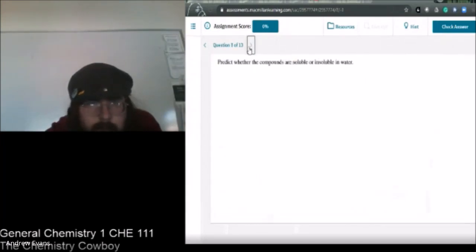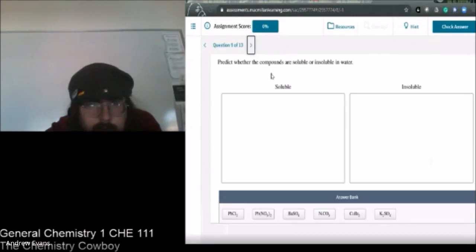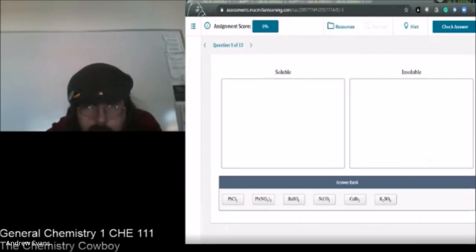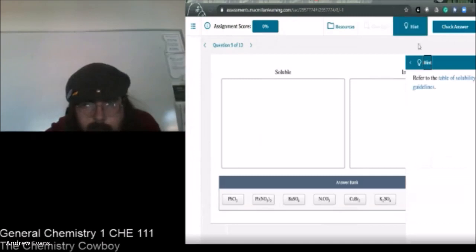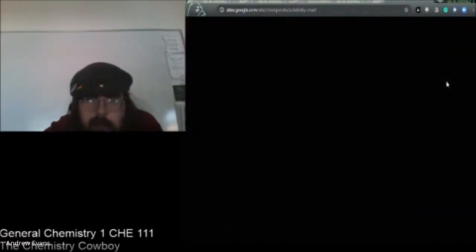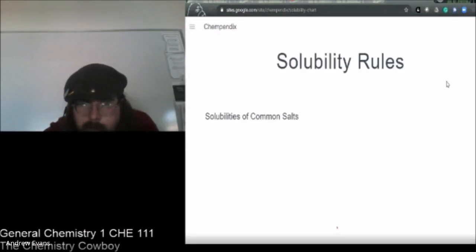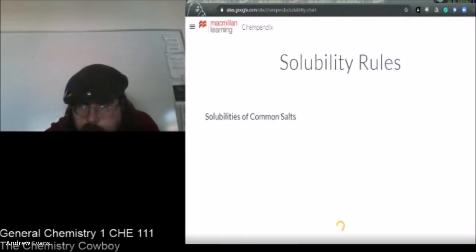I will show you the table later. Whether soluble or insoluble, I think they'll have a solubility table. Yeah, here's a table. This is a table like I will provide for you. If I don't already have it in the classroom notes, I will provide this for you shortly.